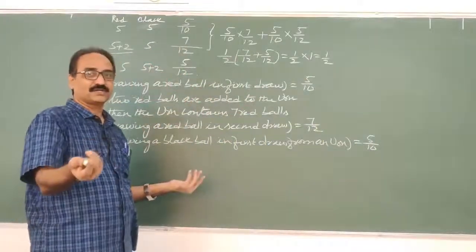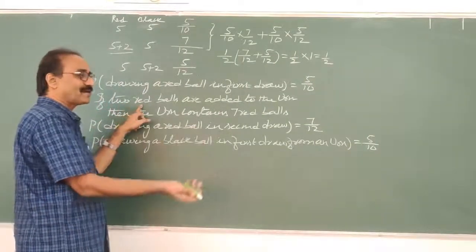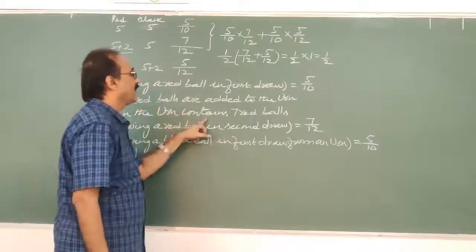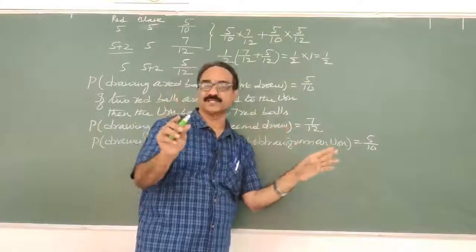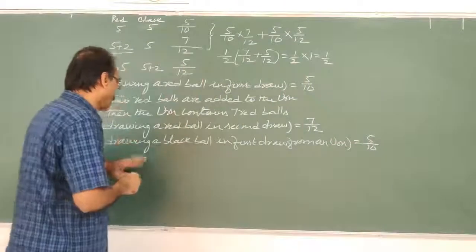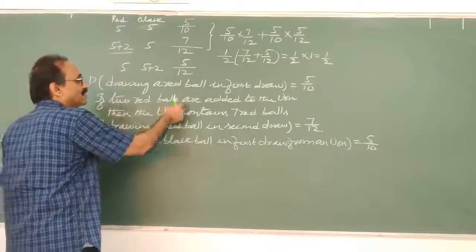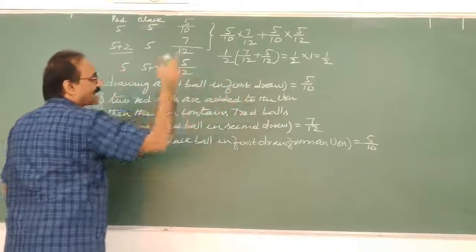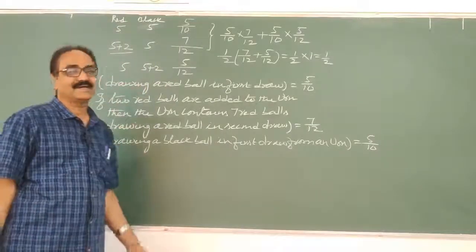Now we'll write the same story. If 2, instead of red balls, now what should you write? Black balls. If 2 black balls are added to the urn, then the urn contains 7 black balls. In place of red, you write 7 black balls. I think you need not write everything, my dear students. I think you understood. Correct? Here you should write, if 2 black balls are added to the urn, then the urn contains 7 black balls. Again writing the same is not necessary.